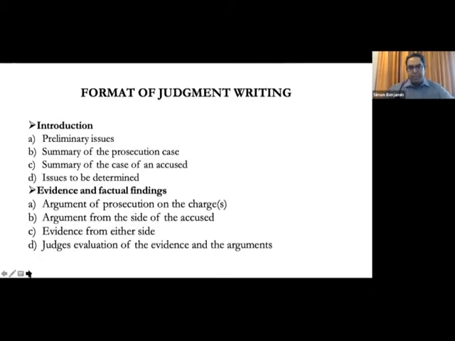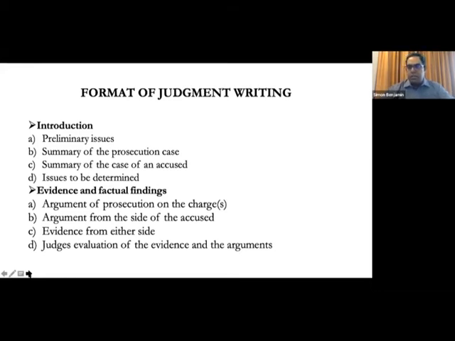Finally, the format. This is just to give you an understanding of how the judgment should appear. A preliminary issue, summary of the prosecution case, summary of the cases of accused persons, the issues, which are basically nothing but the charges that are framed, recording both sides' arguments. Sometimes arguments also bring forth a new point that may not have been taken at the stage of the evidence during the trial, but that's permitted in criminal law.